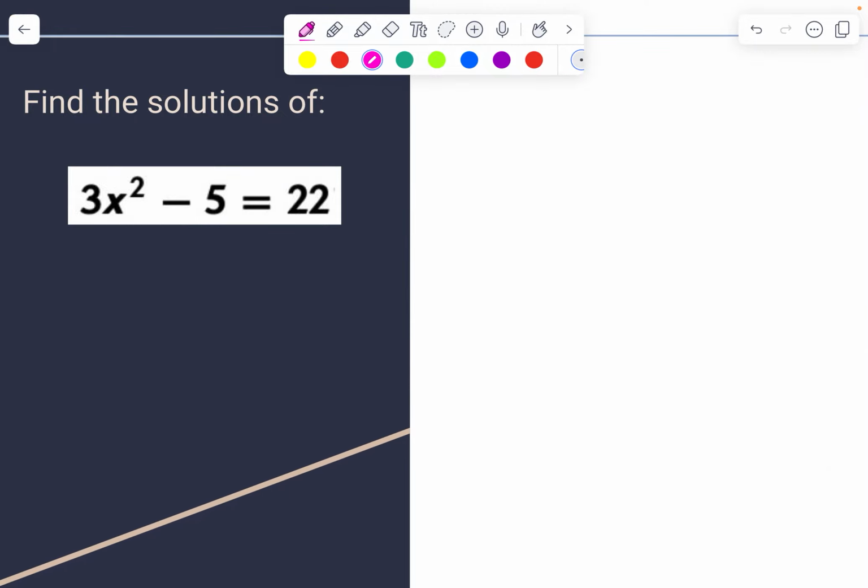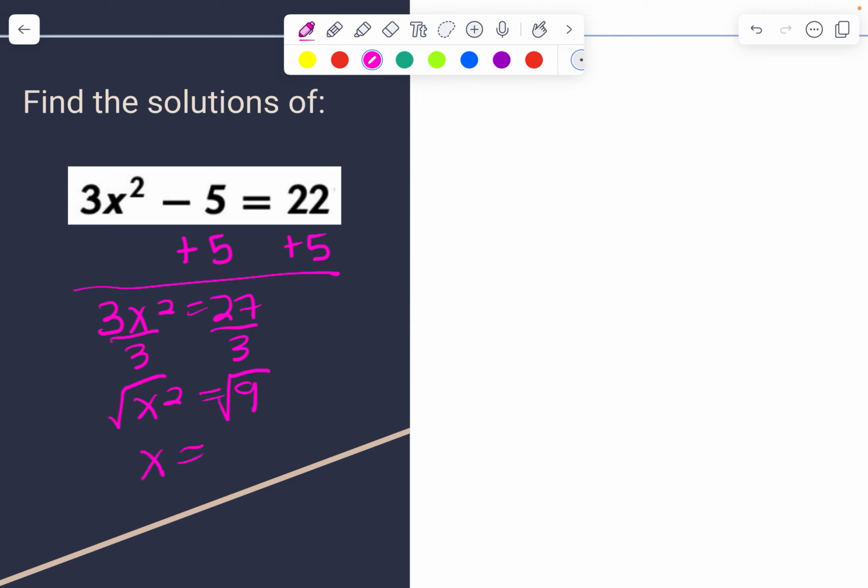All right, this one, we have to get rid of the 5 first, so we'll add that to both sides. Then we have 3x squared is 27. Now we'll divide both sides by 3, and I get x squared is 9. Now I can square root, and the square root of 9 is 3, so x equals positive and negative 3.